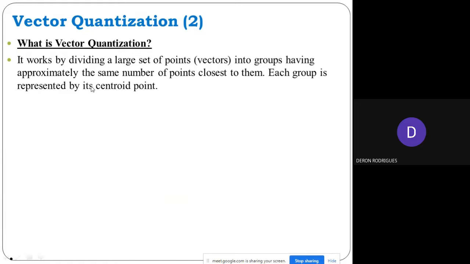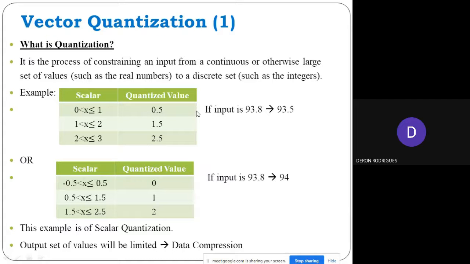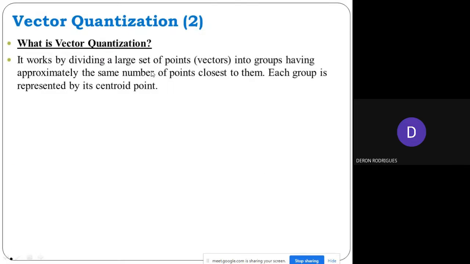So what is vector quantization? It works by dividing a large set of points. Previously also we had a large set of points, but they were scalars. I divided the scalar points from 0 to 1, and they were given one particular value, which was the average: the average of 0 and 1, divided by 2, gives 0.5. 1 and 2 divided by 2 gives 1.5, and so on.